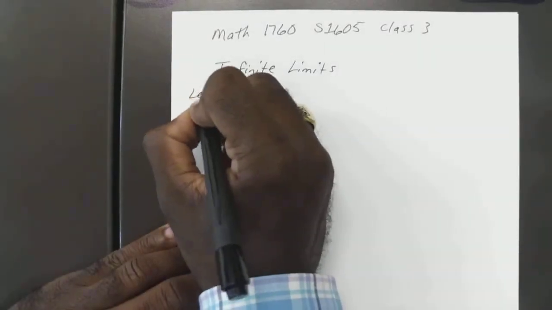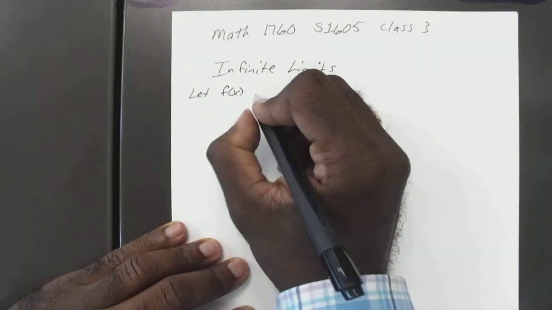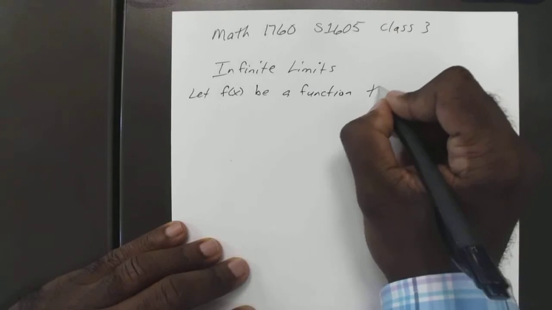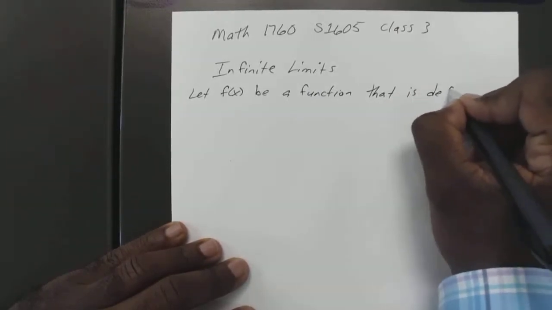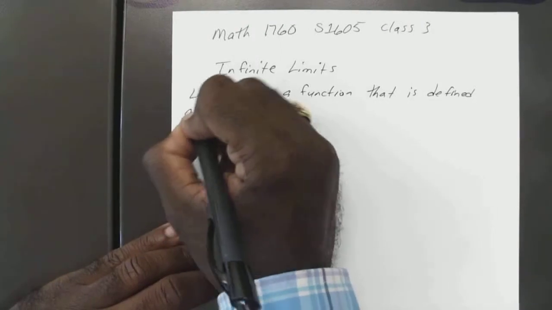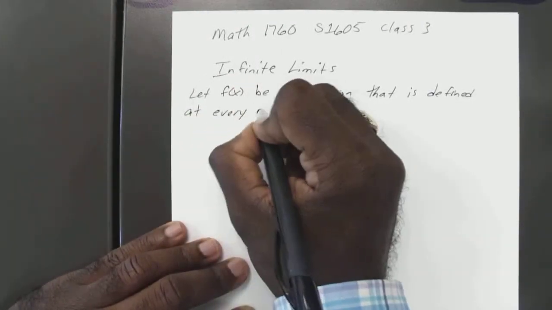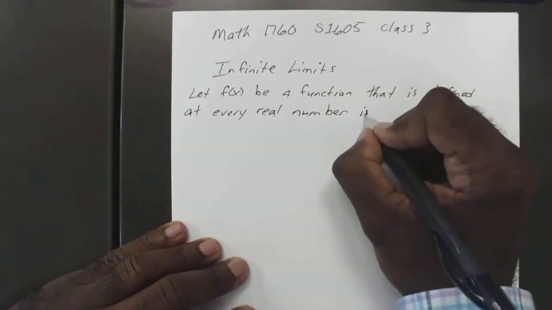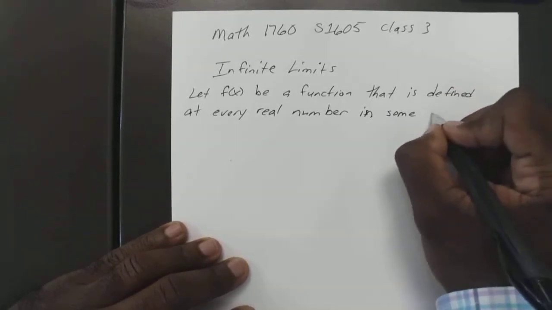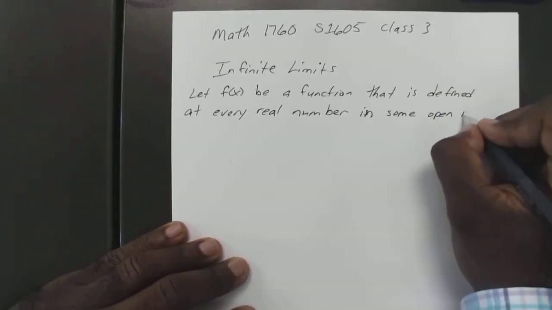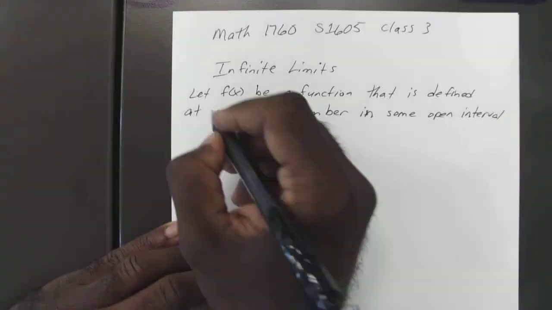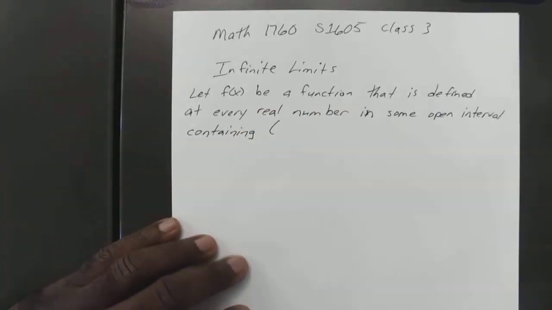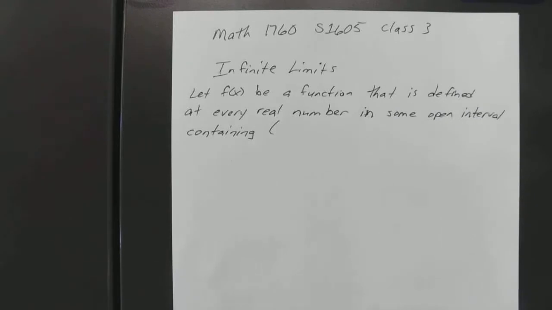Okay, so let's say we let f of x be a function that is defined at every real number in some open interval containing c, except right at c. So it's defined everywhere except at some value c.